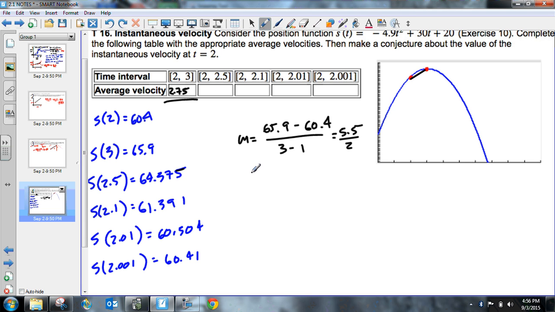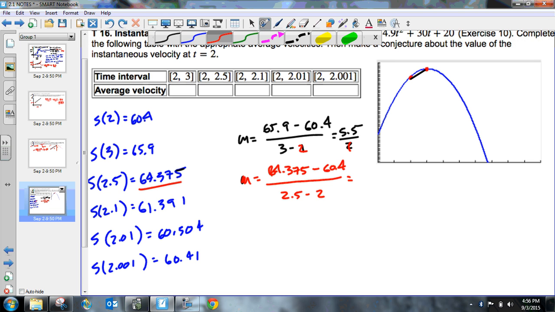Okay, now let's do 2 and 2.5. So that slope, let me do that in red, gives me 64.375 minus 60.4 all over 2.5 minus 2. Oh gosh, I made a mistake, guys. This needs to be the value of 2, and 3 minus 2 gives me a value of 1. So this is 5.5. Okay, sorry about that.